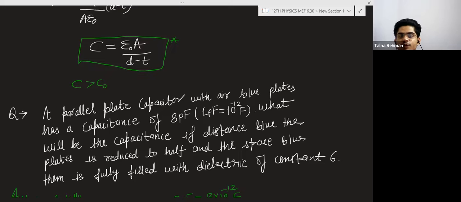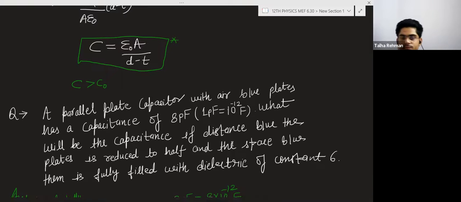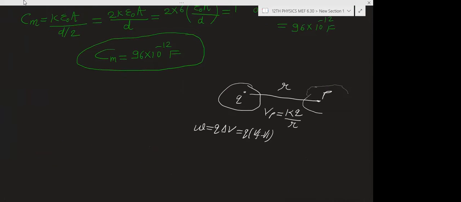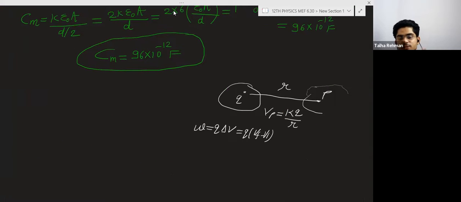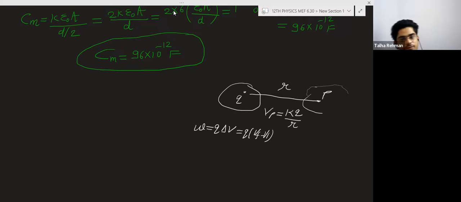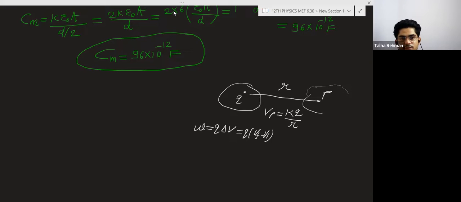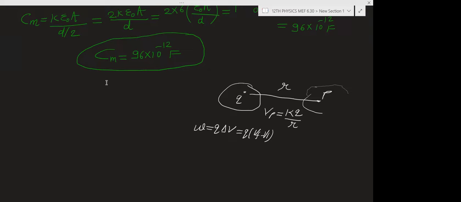And Hamza, what is Coulomb's law? Please increase your volume. Actually, your voice is not clear. Sir, Coulomb's law states that the force of attraction or repulsion between two charged bodies is directly proportional to the product of the charges, and inversely proportional to the square of the distance. Good. That's fine. This is the Coulomb's law.